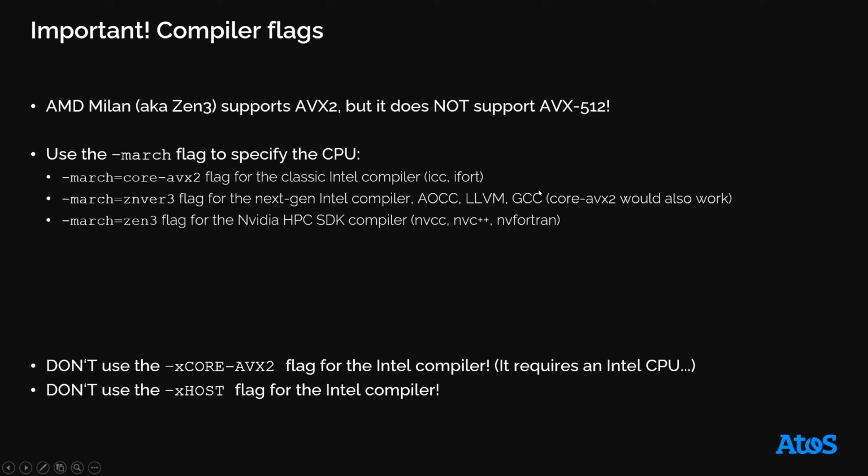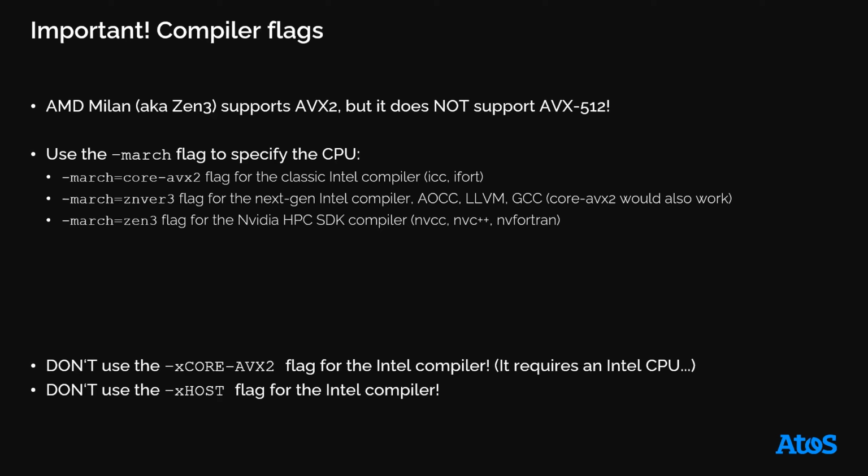You could also here use core AVX2, which is very similar, except for a few instructions that are extra on the Milan CPU. There's also the NVIDIA compiler, which also generates CPU code. It also generates GPU code, but for the CPU, you can also use this Zen 3 flag, and it also should optimize for the Milan CPU.